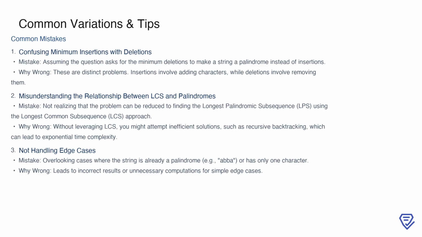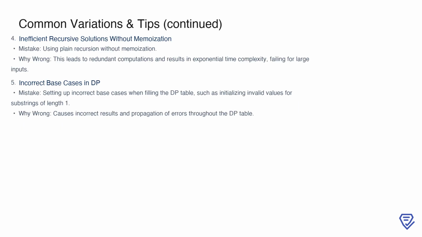For example, strings that are already palindromes, like ABBA, or strings with only one character, require minimal work. Failing to handle these cases can result in unnecessary computations or incorrect results for simpler inputs. Another pitfall to avoid is relying on inefficient recursive solutions without memoization. Plain recursion often leads to redundant calculations, especially for overlapping subproblems, resulting in exponential time complexity. This approach will fail for larger inputs due to time limits or stack overflow errors.